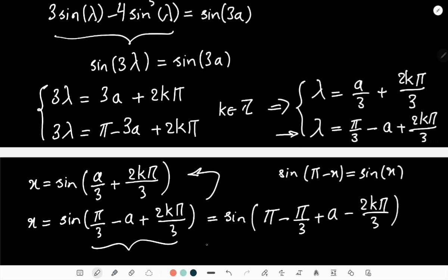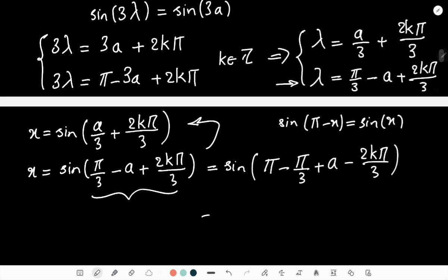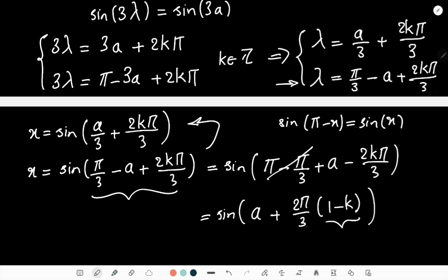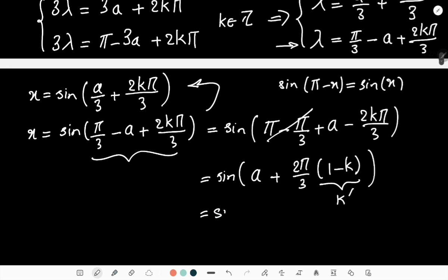But this can be written as sine of, basically, this is 2 pi over 3. Then I can write a plus, I factorize 2 pi over 3 times 1 minus k. But you can take 1 minus k as some new k prime because that's also an integer. So basically you have sine of a plus 2 k prime pi over 3.